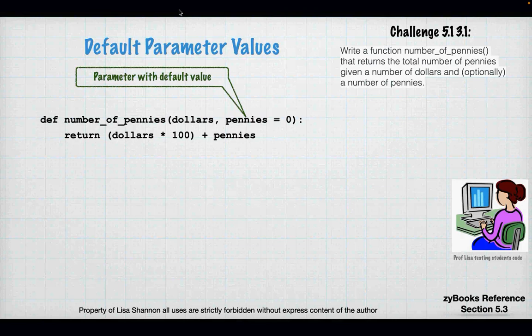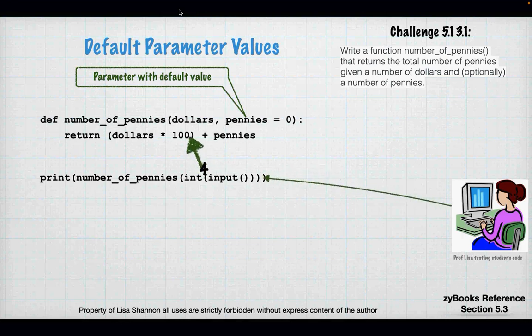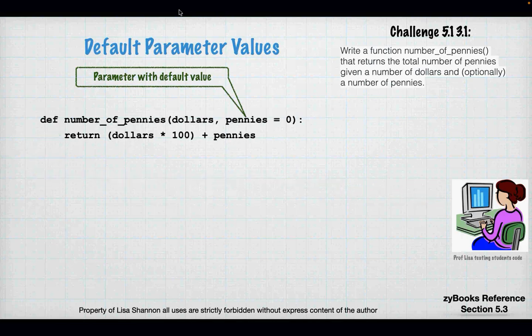And what that does is Python says, okay, they're calling number of pennies, and I've got an argument that doesn't have a default value, so it has to, in fact, be before any arguments that do. So I expect there to at least be that argument. But there's a second parameter that has a default value, so I don't need a second argument. So I can have print number of pennies. I'm going to input 4, and it's going to assume that that 4 is the dollars, and it's going to return 400. And that's what it's going to print out.